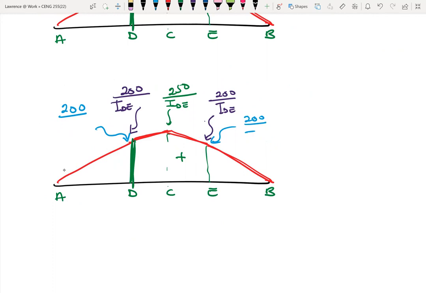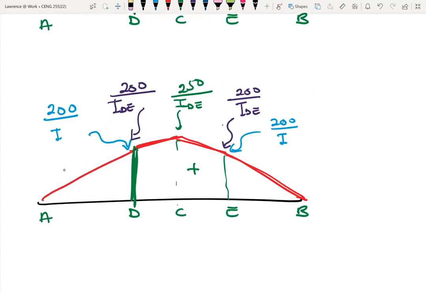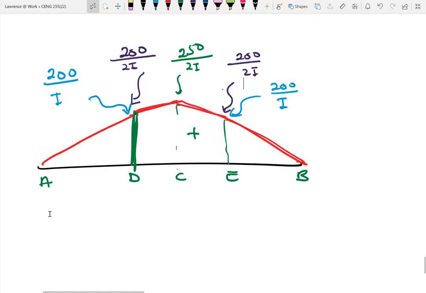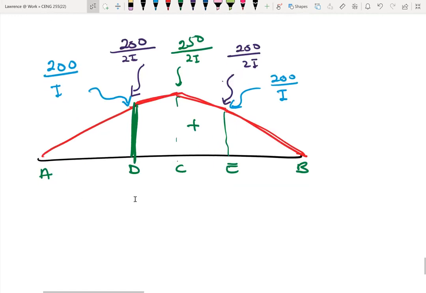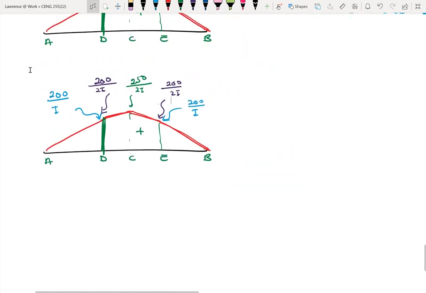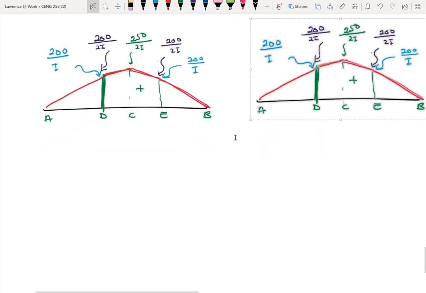So let me just do it nicely. This is I, this is also I. And wherever I see IDE, I write 2I. So 2I and 2I. Okay, so what this does is it helps us to appreciate a few things. Make a copy, paste on the right side. I think it should work. Okay, great.